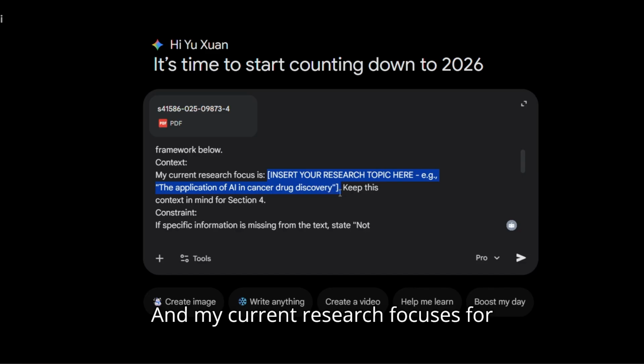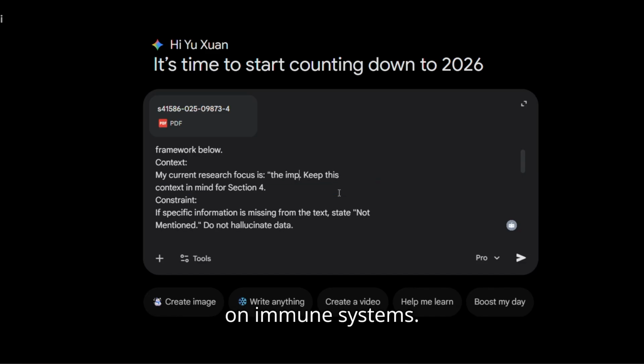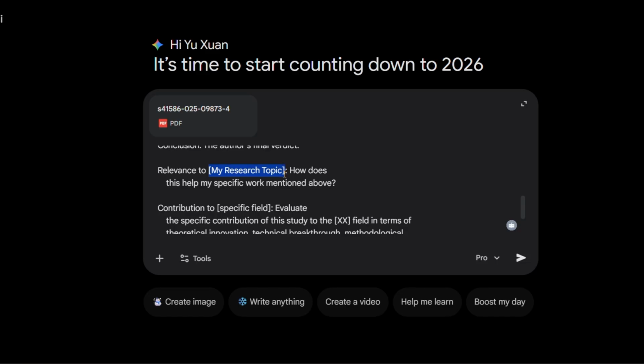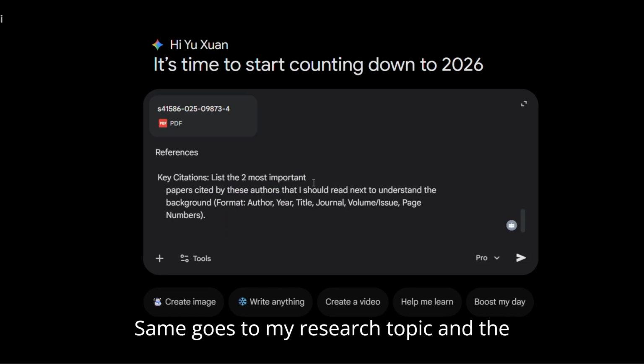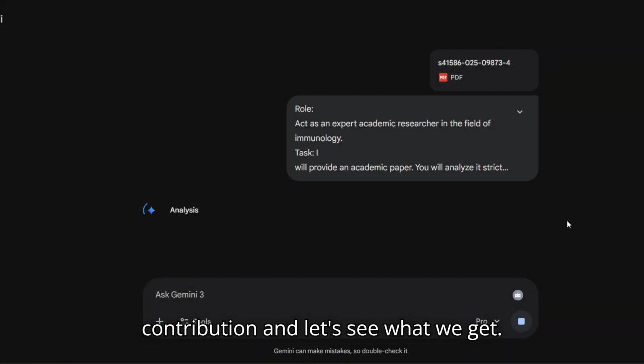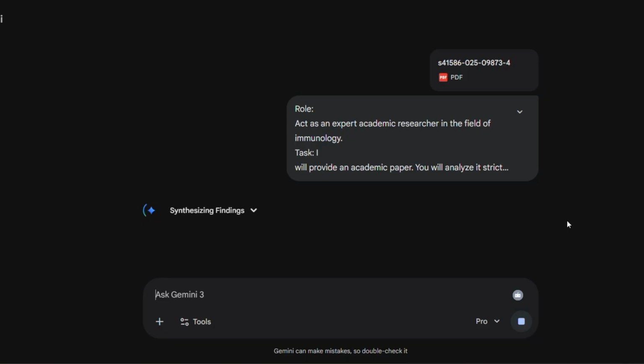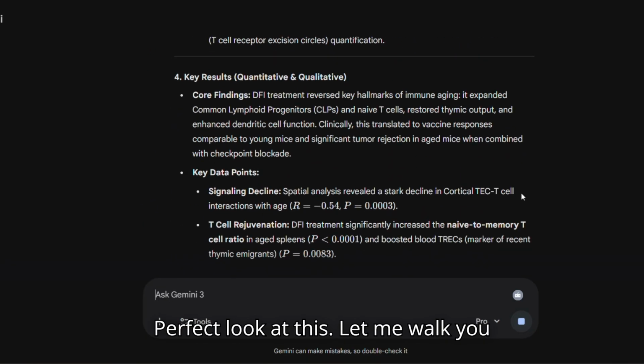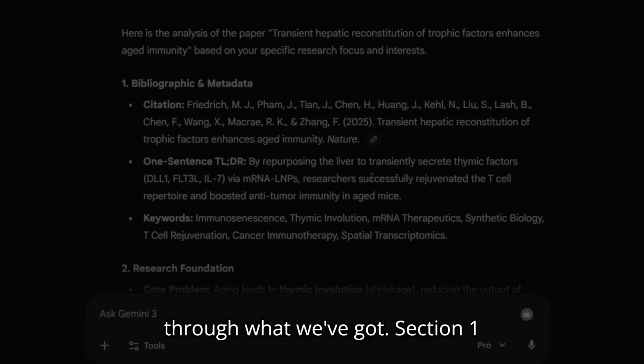And my current research focus is, for example, the impact of aging on immune systems. Same goes to my research topic and the contribution. And let's see what we get. Perfect. Look at this. Let me walk you through what we've got.